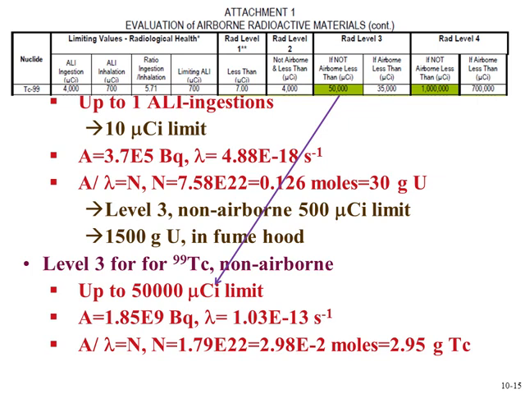So we can see that we have a value of 50,000 microcuries. We run our calculation. We convert that to becquerel and use the decay constant for technetium-99. We get 1.8 times 10 to the 22 atoms, so many moles, and it actually works out to be about 3 grams of technetium. So we can work with up to 3 grams of technetium in a non-airborne condition in our hoods.